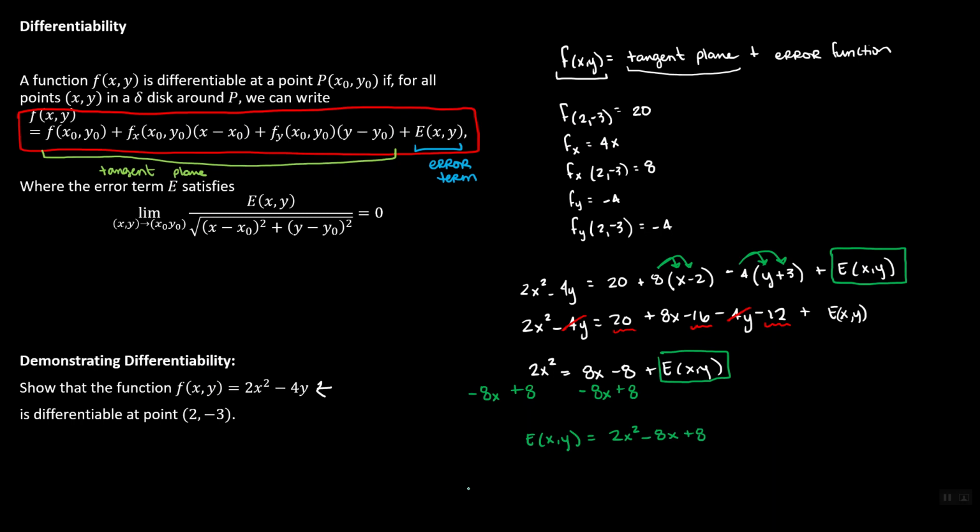And what we need to do is plug that into the limit where xy is approaching 2, negative 3, where we have the error function 2x squared minus 8x plus 8 in the numerator, and we have the radius of our disk in the denominator. That's the square root of x minus 2 squared plus y minus negative 3 squared. And now we just need to evaluate that limit.